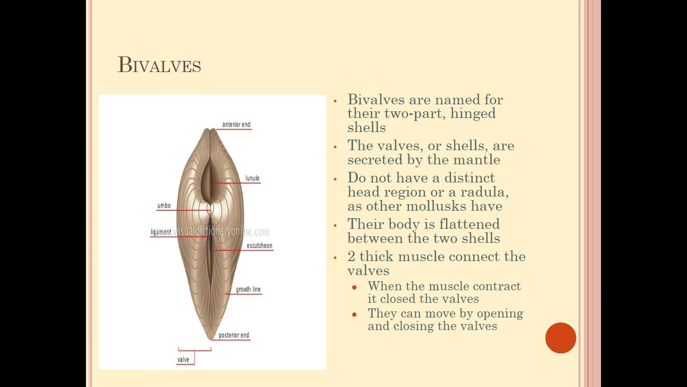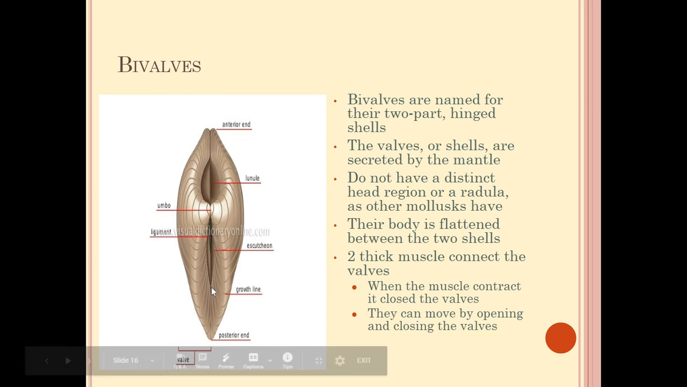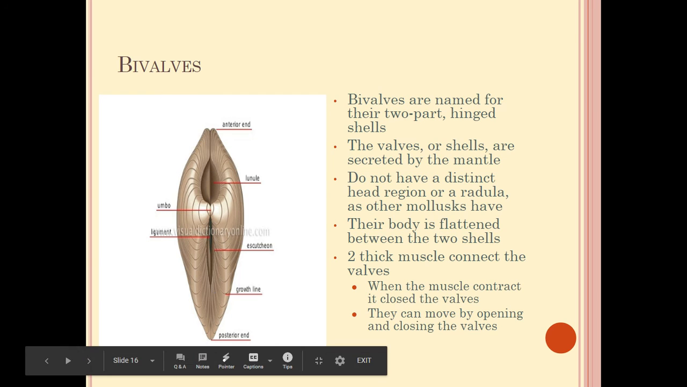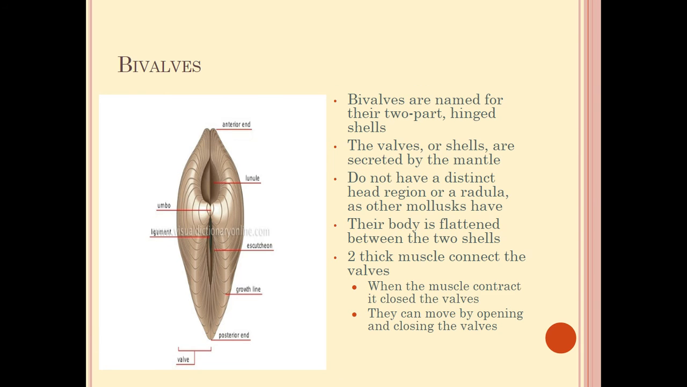And then we have our bivalves. Bivalves are really kind of cool. These would be our clams. They have a hinged shell at the umbo, and then they have ligaments that will hold them together. They do not have a distinct head region or radula as other mollusks do. They're typically flat and have 2 shells.